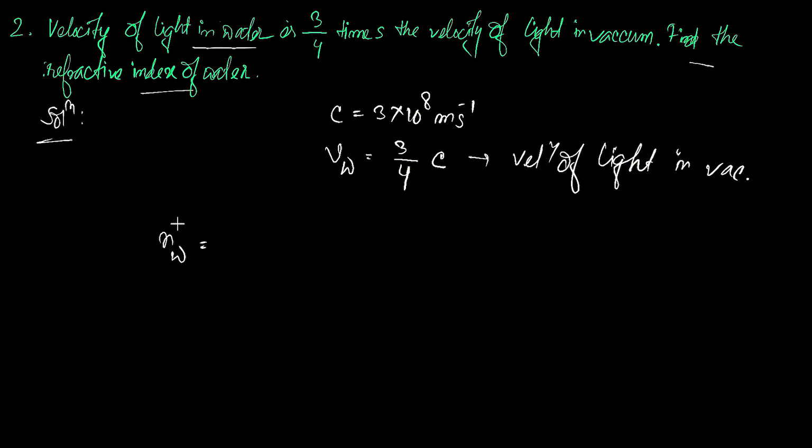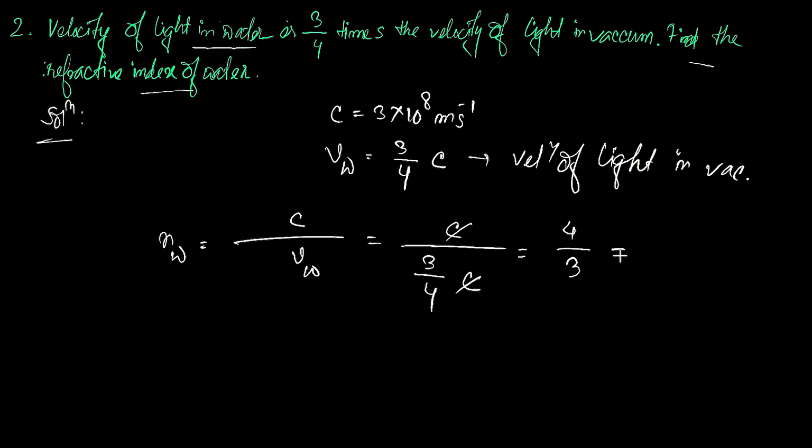It's a simple concept. So what is the formula? Velocity of light in vacuum divided by velocity of light in water. Again, C is there, and the velocity of light in water you have got 3/4 C. Cancel out C and C, and what remains is 4/3. If you solve it, 1.33. This is the refractive index of the water. Simple question. Now we move towards our next question.